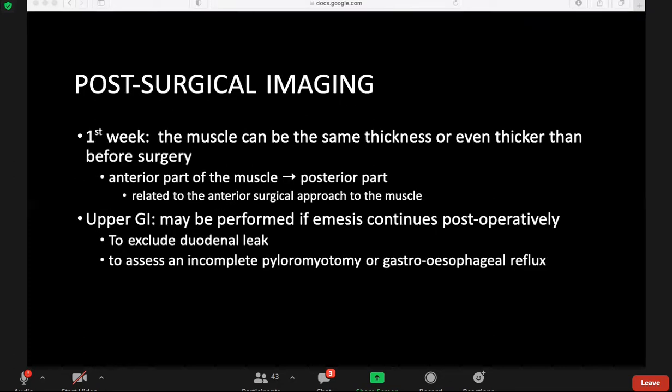So after doing the pyloromyotomy, post-surgical imaging may be done. However, the pyloric muscle may remain thickened after successful surgery. During the first week, the muscle can be the same thickness or even thicker than before the surgery. And we have to note that the anterior part of the muscle may normalize first, usually by 3 months, followed by the posterior part of the muscle. This is in relation to the anterior surgical approach done during the pyloromyotomy.